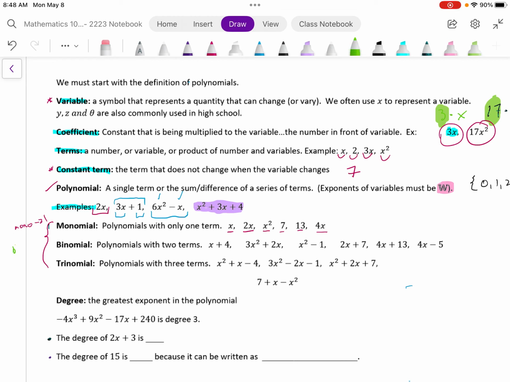Now, a binomial, if you think bicycle, will have two terms. Bi is the prefix for two. And all these polynomials have two terms. First polynomial is x plus 4. One term is x, the other one is positive 4. Similarly, 3x squared plus 2x. One term is 3x squared, the next one is positive 2x. The next one is x squared minus 1. So we see that there's two terms, or two different pieces.